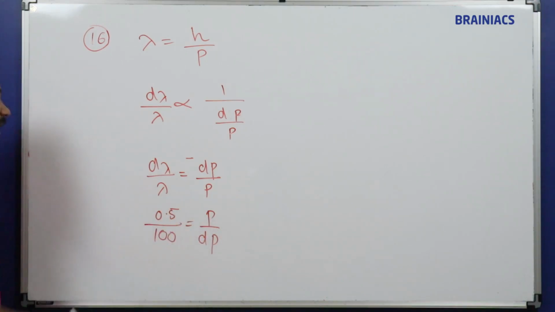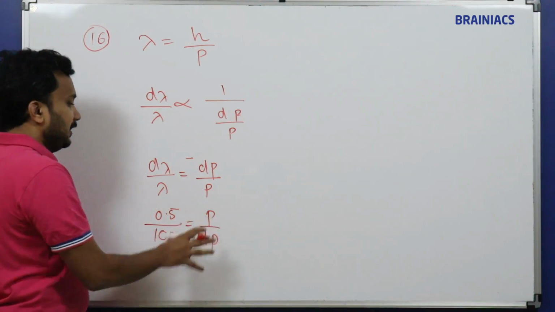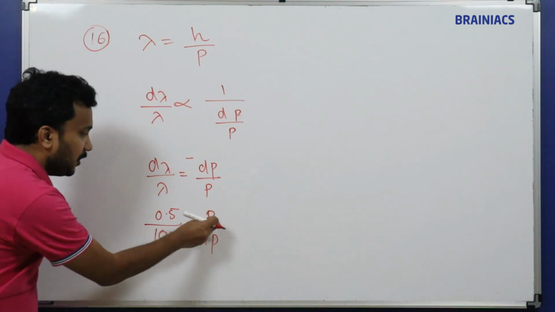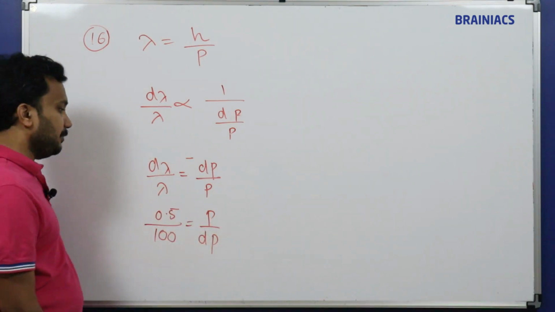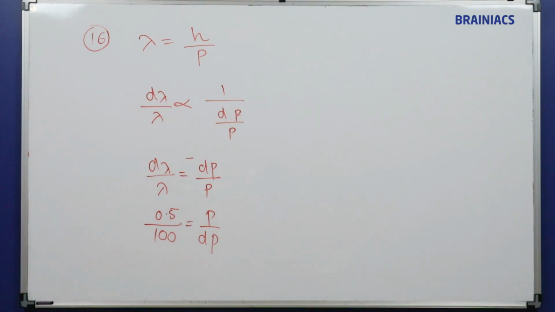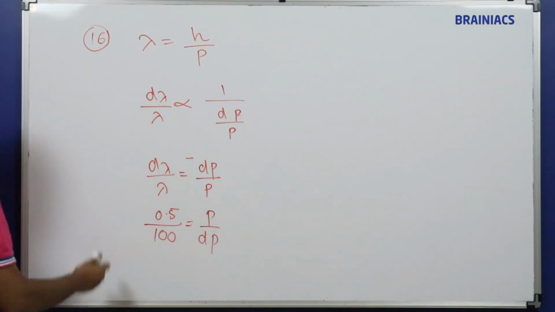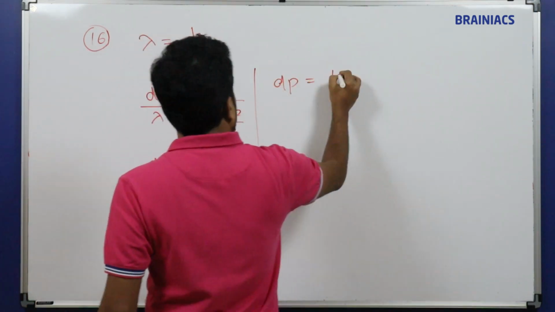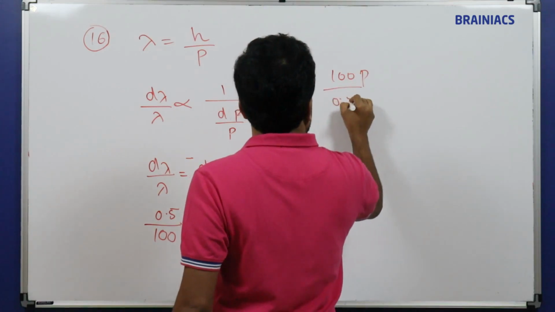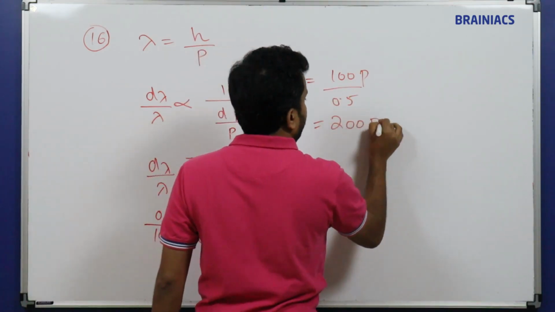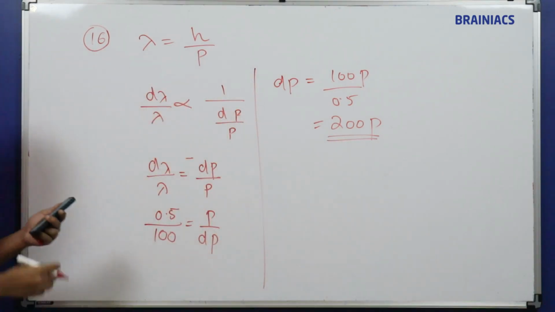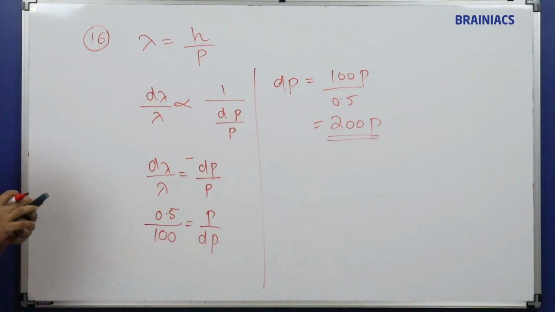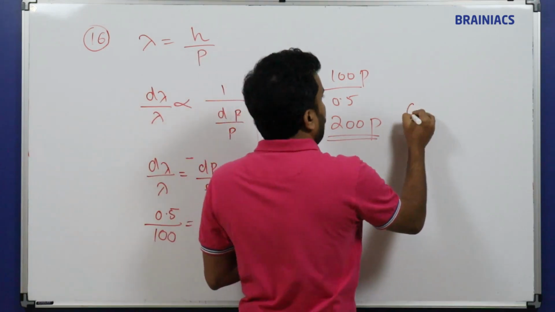So we need to find the value of dp. We want to find the initial momentum. Initial momentum has to be calculated. So p divided by dp is the value we have to calculate, the change in momentum with respect to the original momentum. So I can say dp is equal to 100p divided by 0.5, which is actually 200p. So this is the answer. The answer is 200%, or a change of 200p, option A.